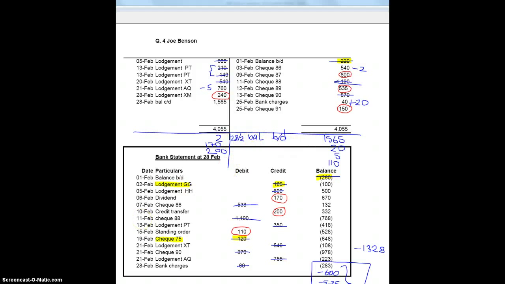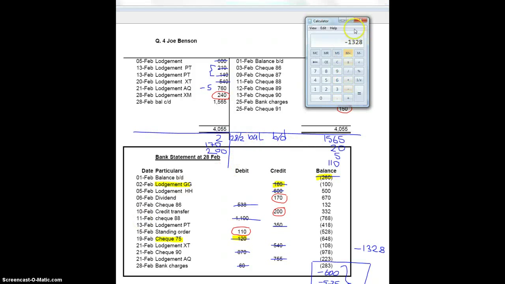And then when we balance it off, how we balance it off is we add up, this side is obviously bigger, so we're going to add up this side, take away the debit side. So the credit side is 1565 plus 20 plus 5 plus 110. That is up to 1700, and hopefully when we take away this we're going to get 1328. So minus 2, minus 170, minus 200 is 1328.